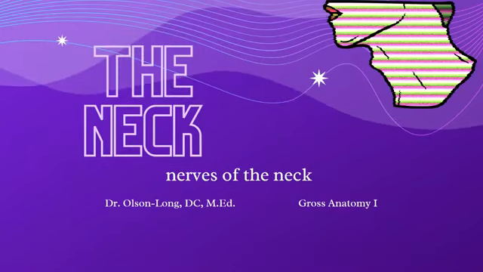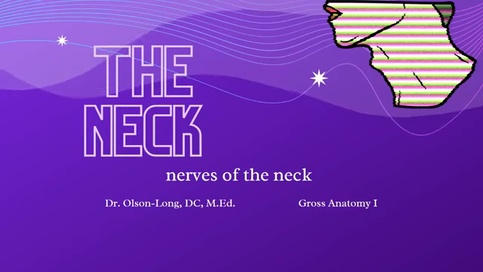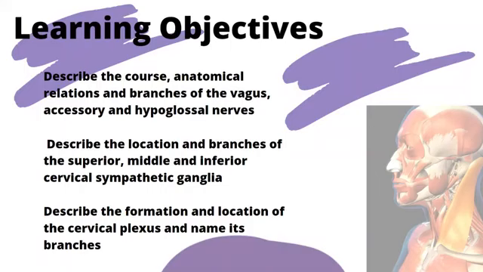In this video, as we continue our study of the neck, we are going to discuss the nerves of the neck. So our objectives in this video are to describe the course, anatomical relations, and branches of the vagus, accessory, and hypoglossal nerves. We also want to describe the location and branches of the superior, middle, and inferior cervical sympathetic ganglia. And then we'll describe the formation and location of the cervical plexus and name its branches.